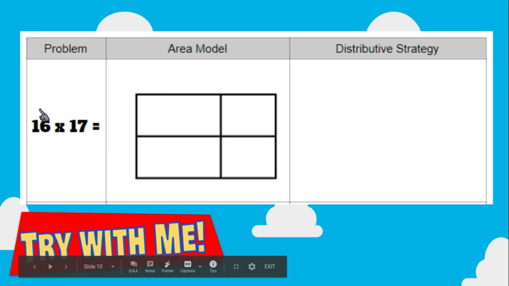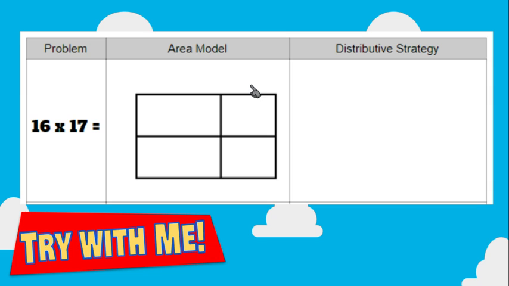With the area model, I'm going to take the 16 and I'm going to expand it. So I'm going to have my 10 and my 6. Then I'm going to take my 17 and put it on the side. So I'm going to have 10 and 7. Now I'm going to find my partial products by multiplying. So I'm going to go 10 times 10.